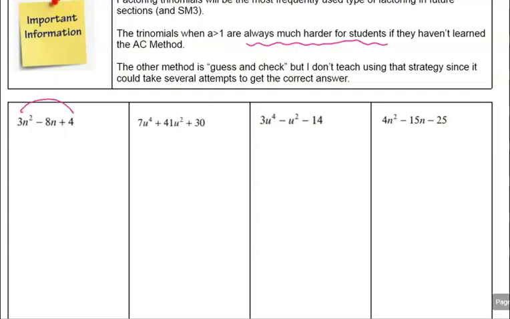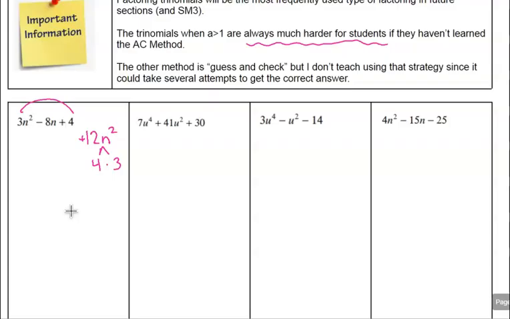So we're going to multiply 3n squared times 4 gives us 12n squared. Now we want to come up with factors of 12n squared that when we add and subtract will give us negative 8. Okay, so we want to multiply to get a positive and add to get a negative. And so we discovered last section, both of our signs are going to need to be negative. Okay, so we can think of 12 as 4 times 3. If we add those together, we get 7, which could also be negative 7.